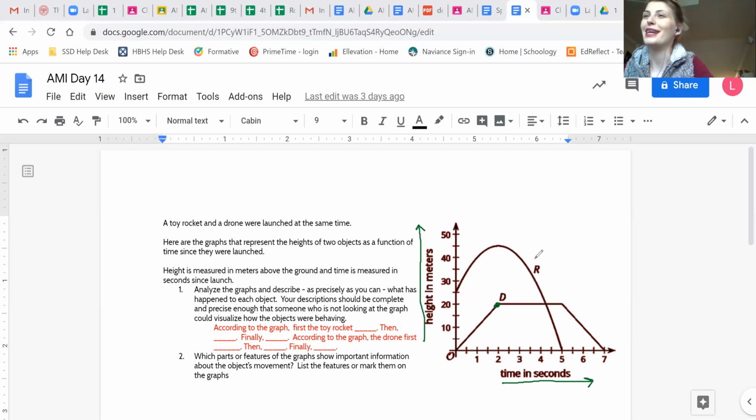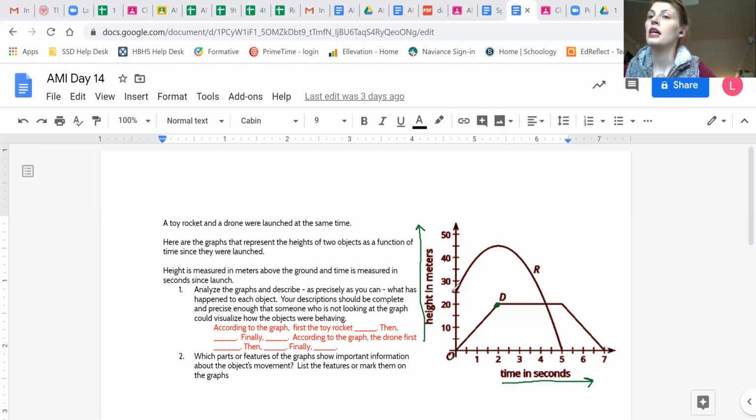Now, one is labeled with an R for us, so we know that one's the rocket. But why? What makes that the rocket? What about this graph shows the flight pattern of a rocket? This one is obviously labeled with a D, so we know this one is the drone. But what about this graph makes it the drone? So we're going to use some language here. It says, according to the graph, the first toy rocket, blank, then blank, finally blank. So what we want you to do is describe in words what's happening to the rocket.